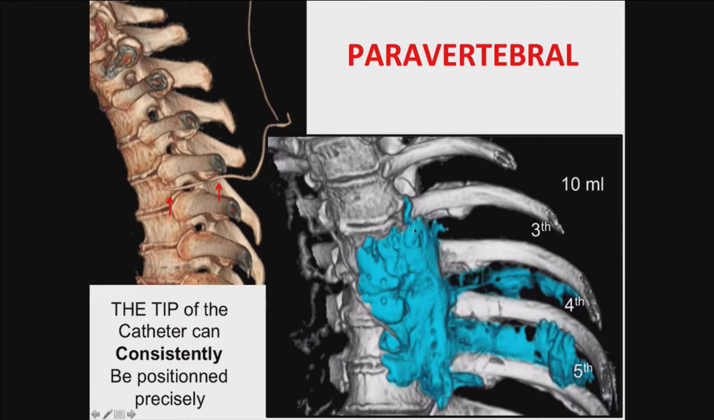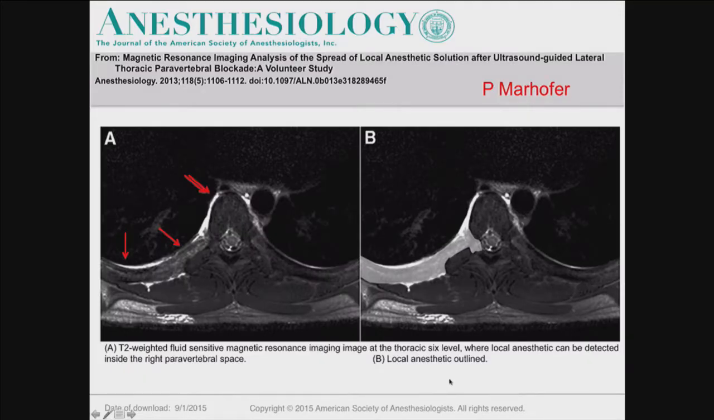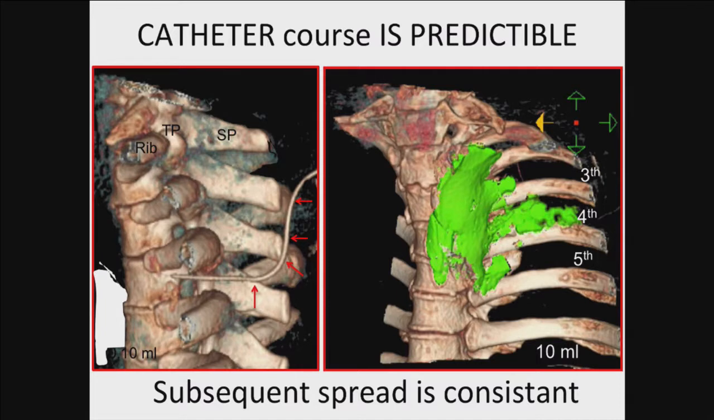And each time, as I will show you, it is possible to have, with only 10 ml, a 1, 2, 3, 4 level sympathetic block and an intercostal block, knowing that all the foramens are located here. So it is extremely potent. The catheter course is extremely predictable, and subsequent spread is perfectly consistent.